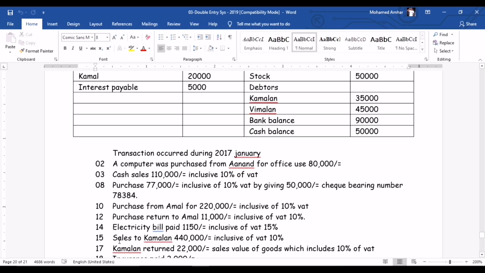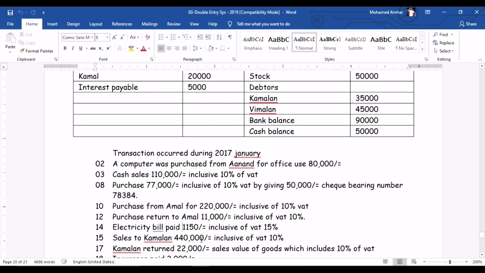Right. Sales to Kamalan 440,000 inclusive of VAT 10%. Right. So it should be recorded in the sales journal. So here the inclusive VAT is how much then? 40,000. So you know how to calculate that 40,000, no? You have to divide the 440,000 by 110 and multiply by 10. Then you can get the answer 40,000.